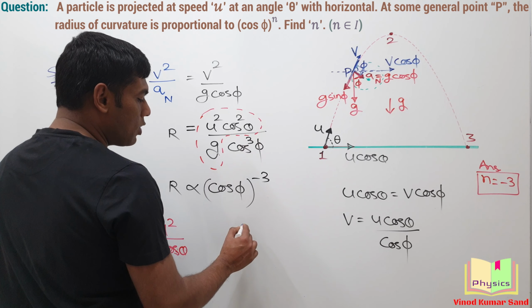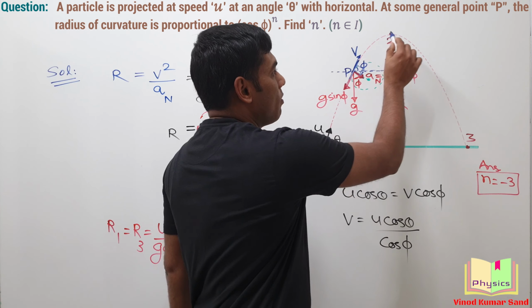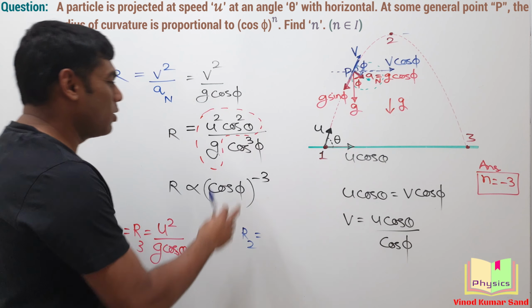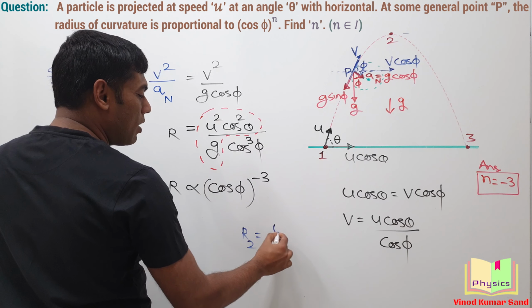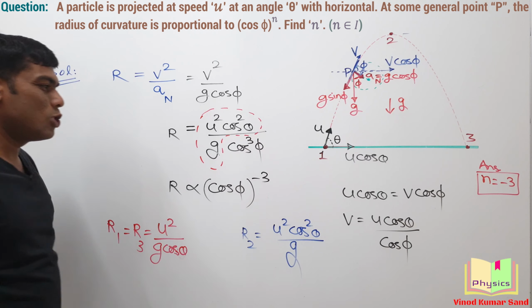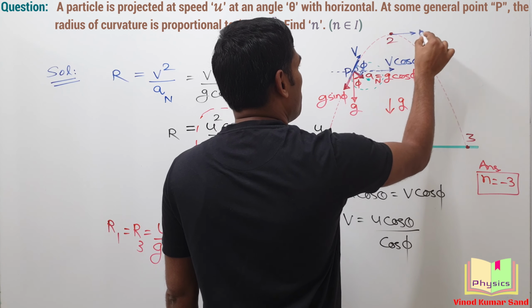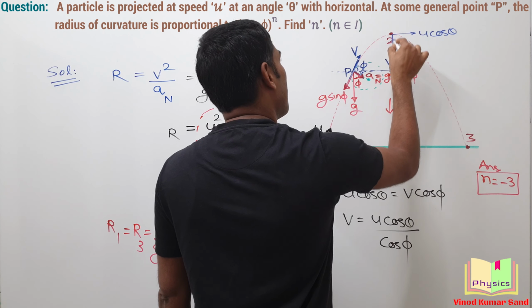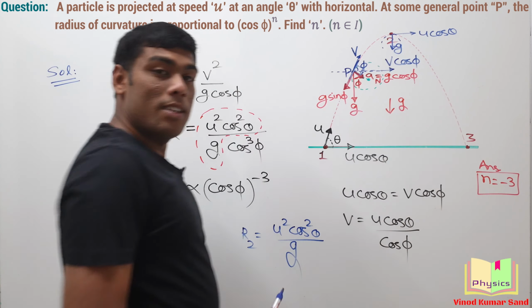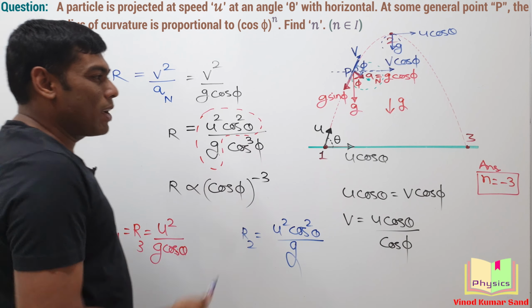What is the radius of curvature at position 2? At position 2, we know the velocity vector will be directed like this, horizontal. So phi with the horizontal will become 0. Put phi 0, the result will be u square cos square theta divided by g. And we can verify these results. At the top, the speed here is u cos theta only, and the acceleration in the normal direction to this path is g only. So this expression comes out if we use this formula.